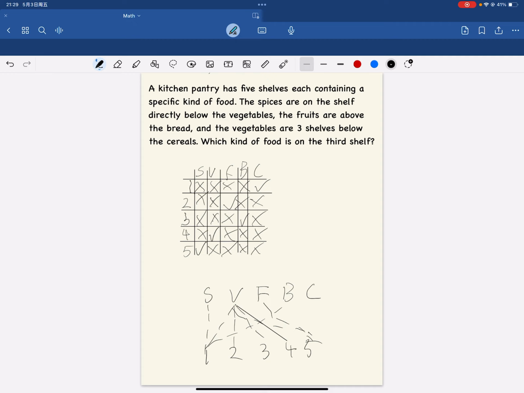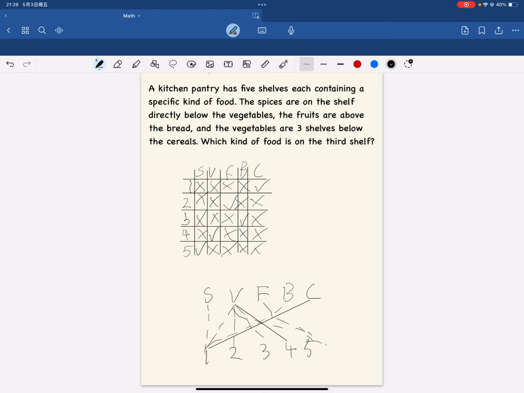Now, the vegetables are 3 shelves below the cereals. Yep, we already did that one. So then we put the cereals 3 layers above the vegetables, so it has to be 1 connected to the cereals.